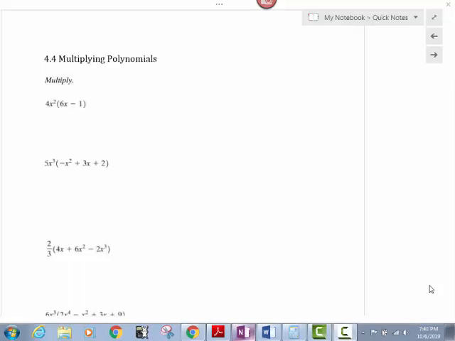Section 4.4 talks about how to multiply polynomials. In essence, what we're doing here is using the distributive property. Let me grab my pen here and we'll start. We're going to go 4x squared times each of those terms.